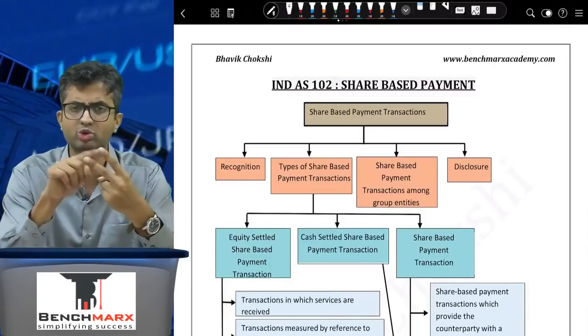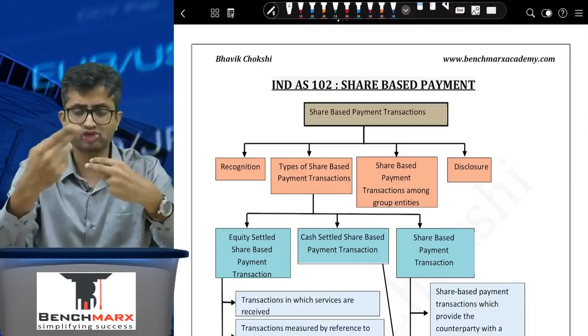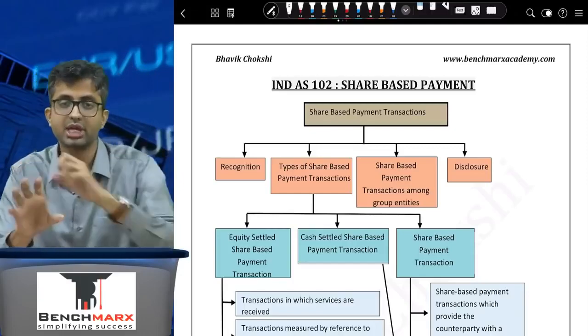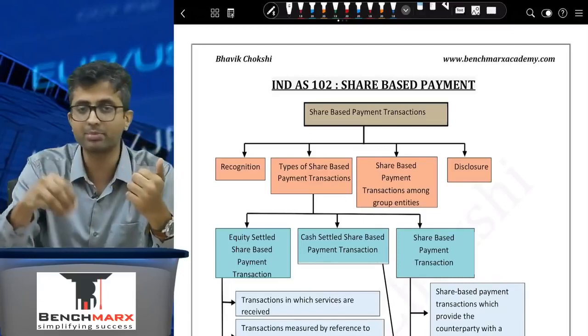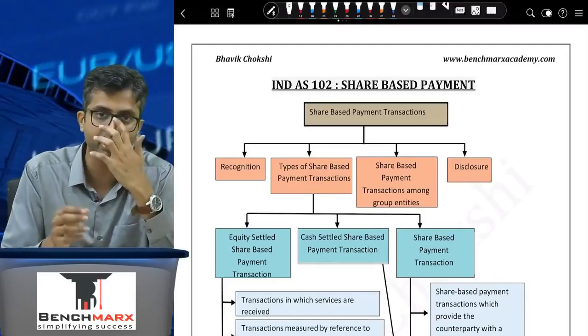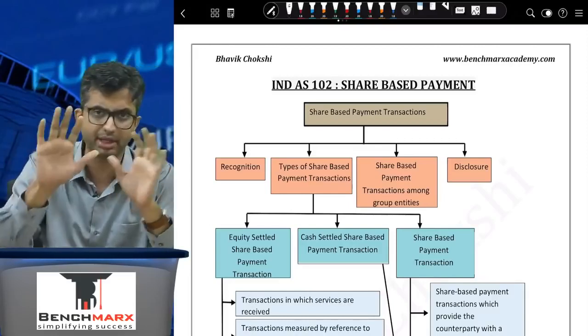Ind AS 102 has two types. It is equity settled plan. These are share-based payments that can be settled in shares or it can be based on shares. So when you look at settlement in shares, it is like an ESOP. Settlement based on shares, it's like a stock appreciation right or a share appreciation right. You can have this transaction with the employees or parties who are other than employees as well.